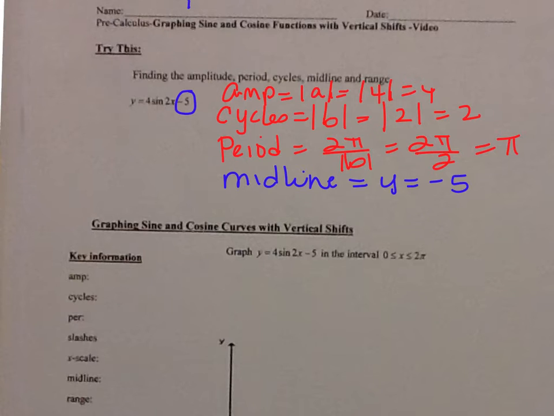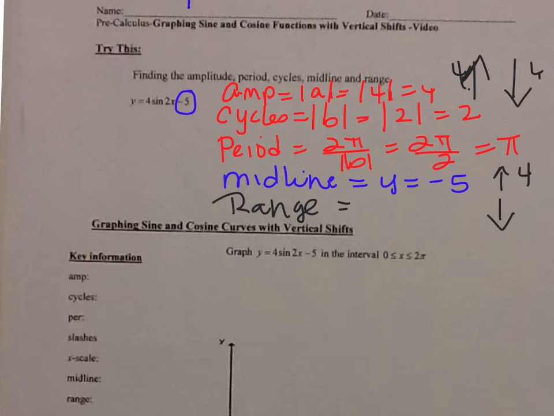All right, so now my range. Now remember, my range is how high and how low it's going. My midline is at -5, and it's going up 4 and down 4. So from -5, it's going up 4, which is going to put me at -1, and it's going to go down 4, which is going to put me at -9. So my range is from -9 to -1.